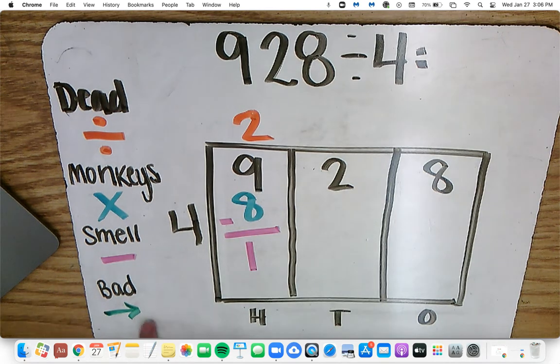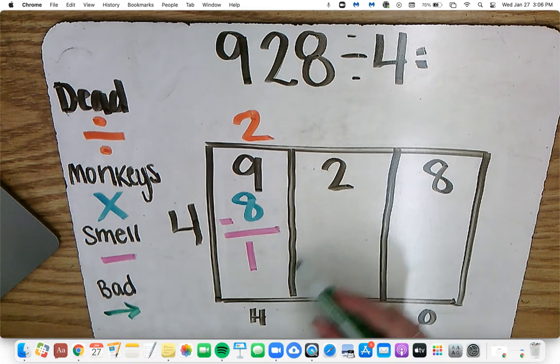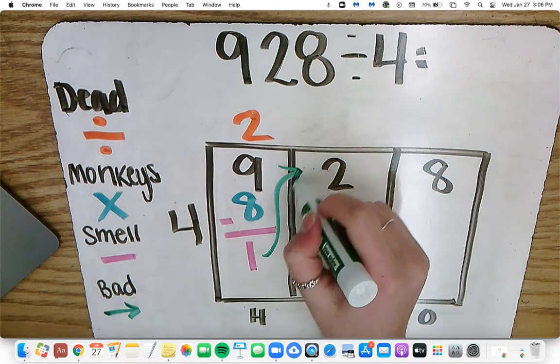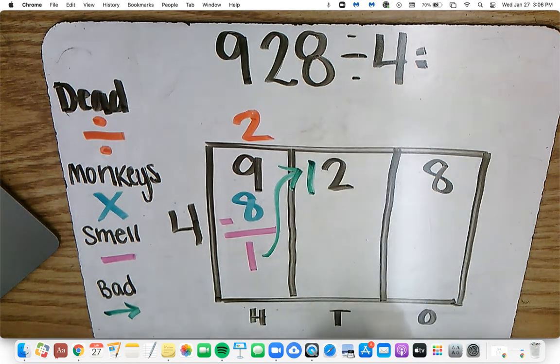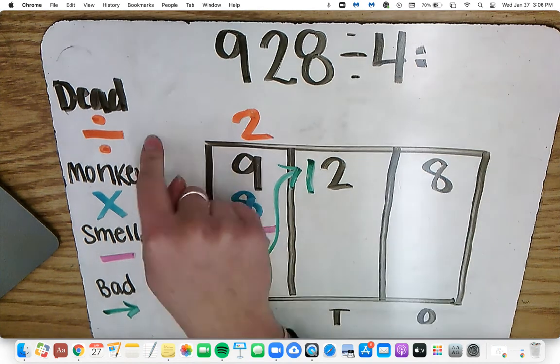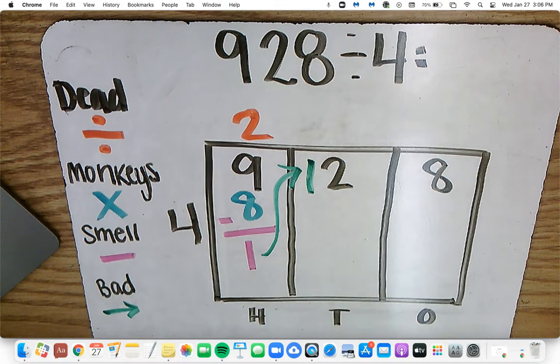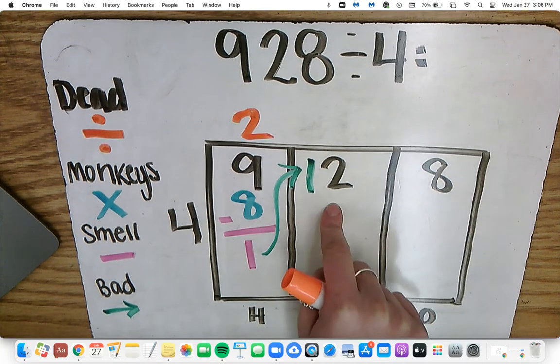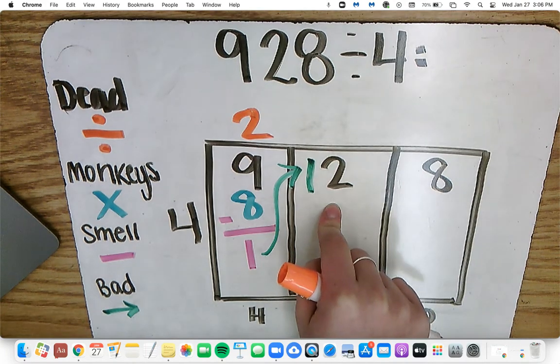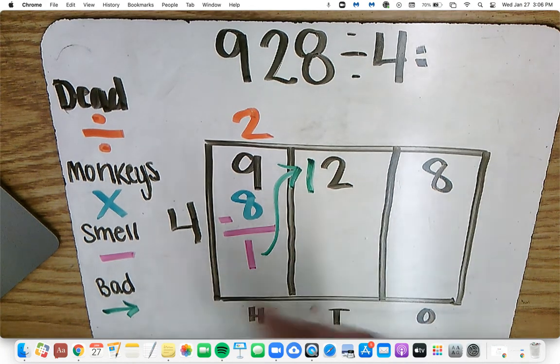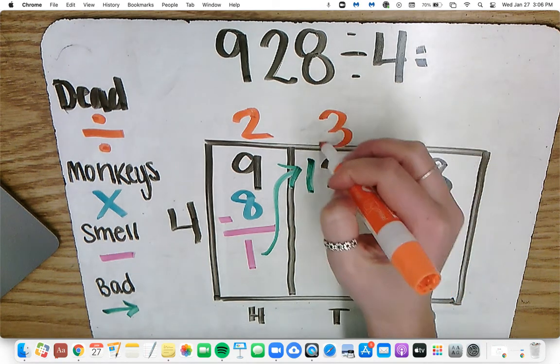and bring it over. If I have 100 left, that's the same as 10 tens. So now we have 12 tens. Back to the top. 12 divided by 4. That's a math fact I know. I know that 4 times 3 makes 12, so I can use my math fact knowledge to remember that 12 divided by 4 is 3.